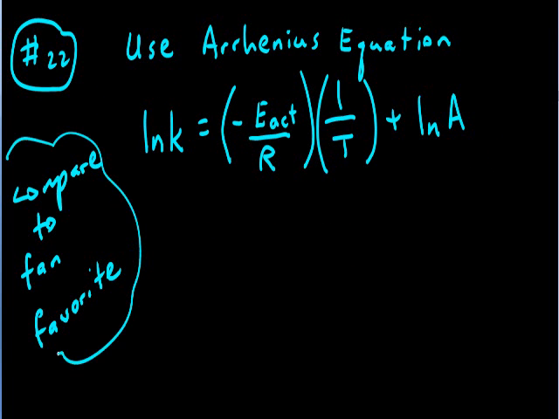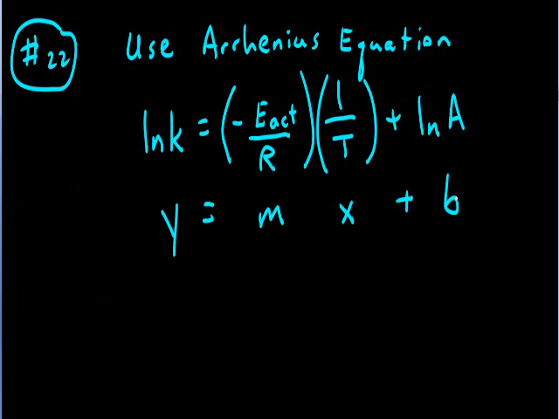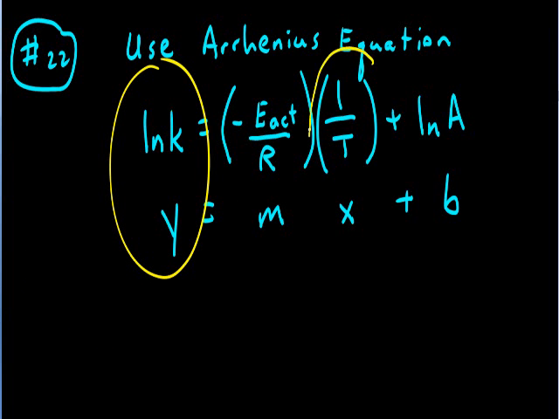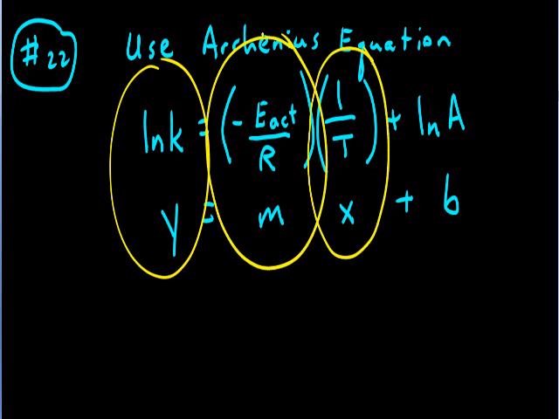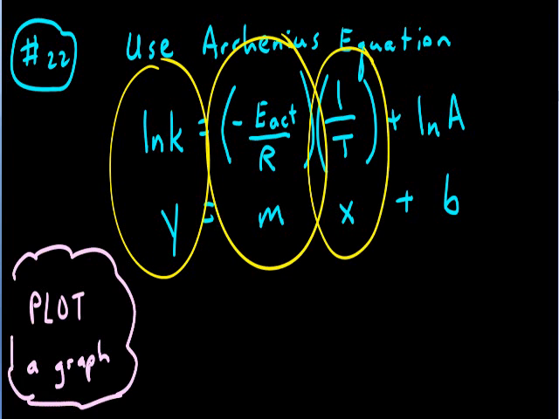Now let's take a moment and compare this equation to one of our fan favorite equations, the old y equals mx plus b, our equation for a linear relationship. Comparing these two, we can see our y value would be the natural logarithm of our rate constant k, our x value 1 over the absolute temperature, and then our slope here would be the negative of the activation energy divided by R. Based on this comparison of the Arrhenius equation with y equals mx plus b, it gives us some information we use to plot a graph, which will provide us with some useful information.